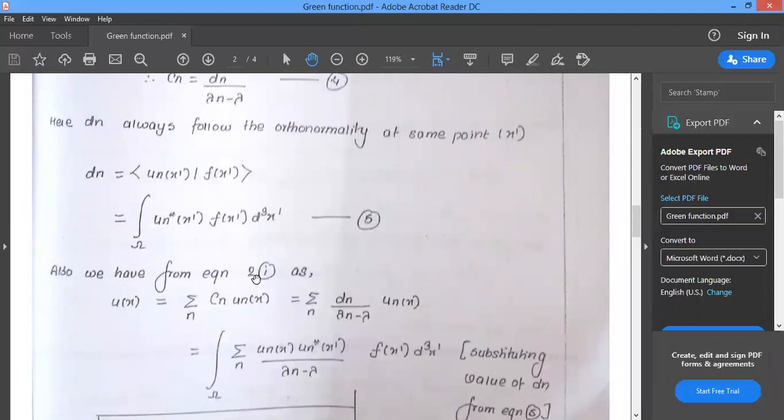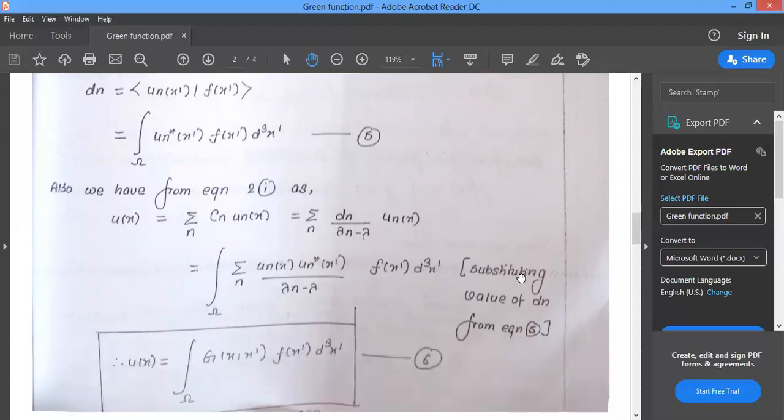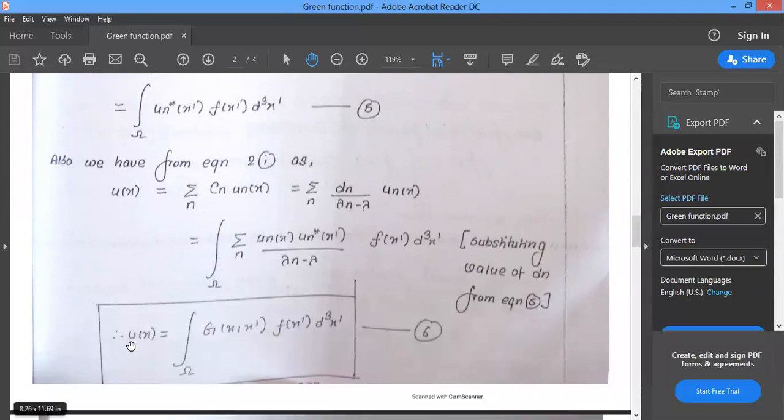Also, from equation 2, u(x) equal to summation c_n u_n(x). That means the value of c_n equals d_n over (lambda_n minus lambda), which is equation 4, times u_n(x). Substituting the values of d_n from equation 5, we get the integration of u_n star of x dash and f(x), and u_n(x), with lambda_n minus lambda. Therefore u(x) equals this, with u_n(x), u_n star of x dash over lambda_n minus lambda, which is the Green function.